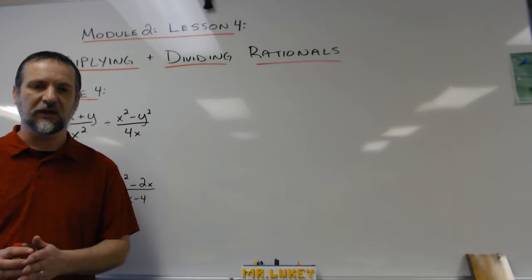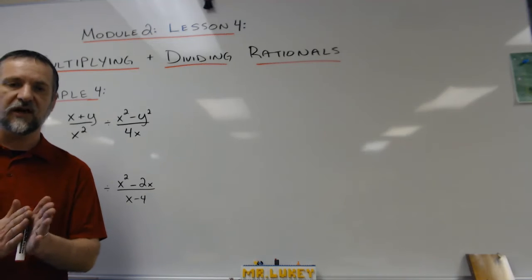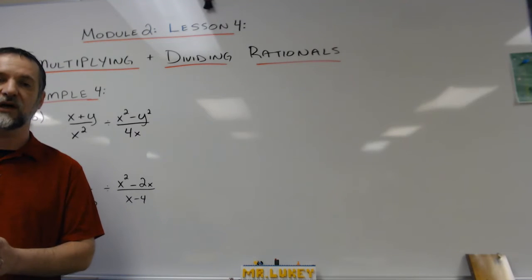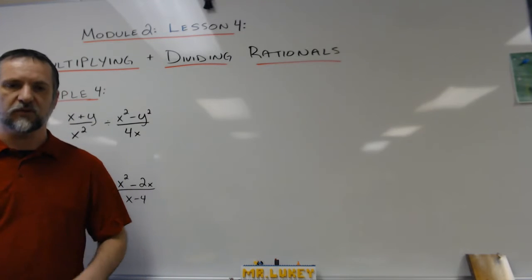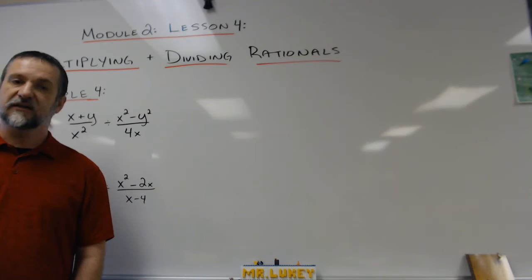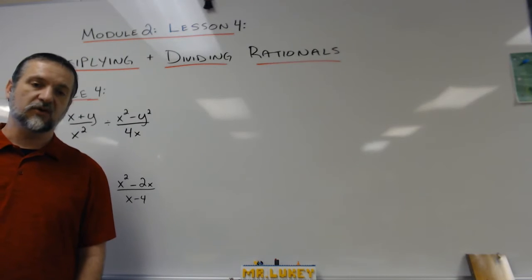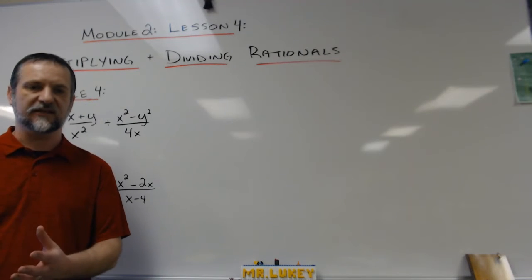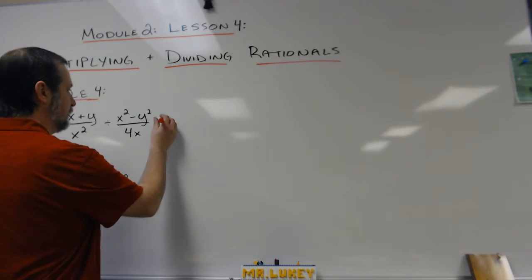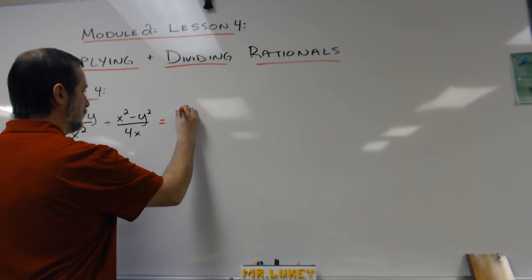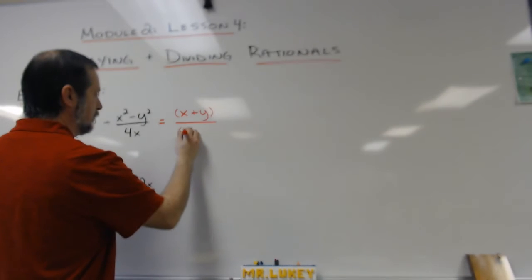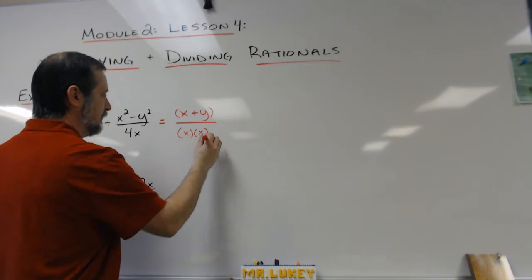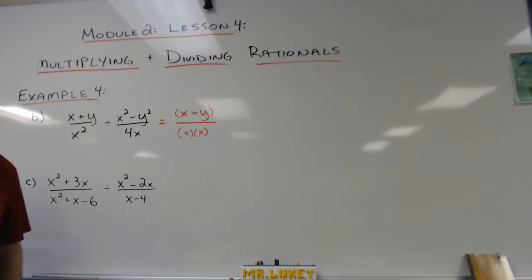So when I'm looking at this whole x plus y over x squared divided by x squared minus y squared over 4x, what can I do with this? I'm looking at the x plus y starting. Can't really simplify that. That's as simple as it goes. Over x squared, I can at least write that as x times x. So let's try that. Okay, so that is going to be as far as we can go.